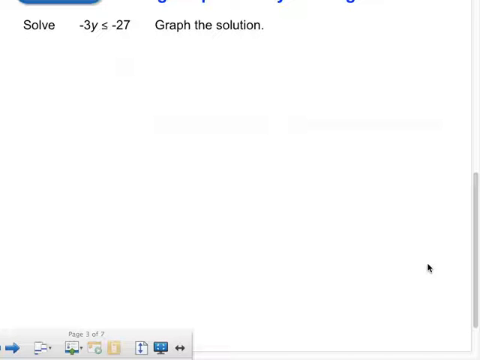Would anybody like to walk us through this? Somebody I haven't heard from yet would be nice. Miles, can you take a guess on how we're going to do this? A lot of it's the same as solving an equation. We just got to remember that one special situation where we do something with my inequality. So what's my first step? How do I get my variable by itself in this inequality?